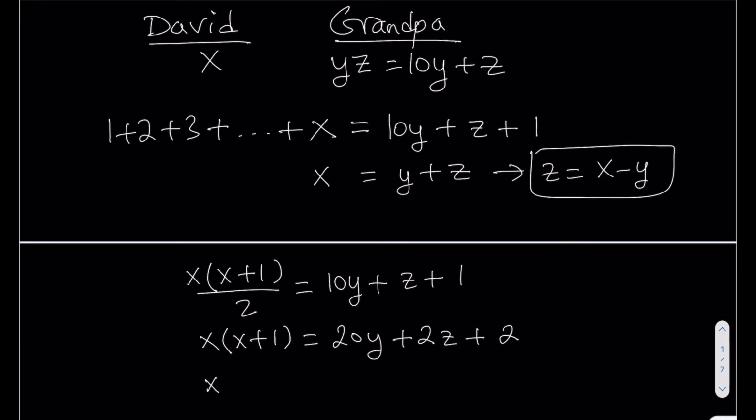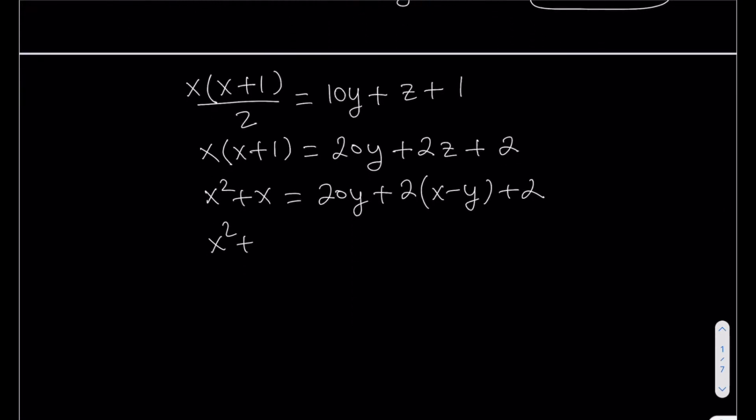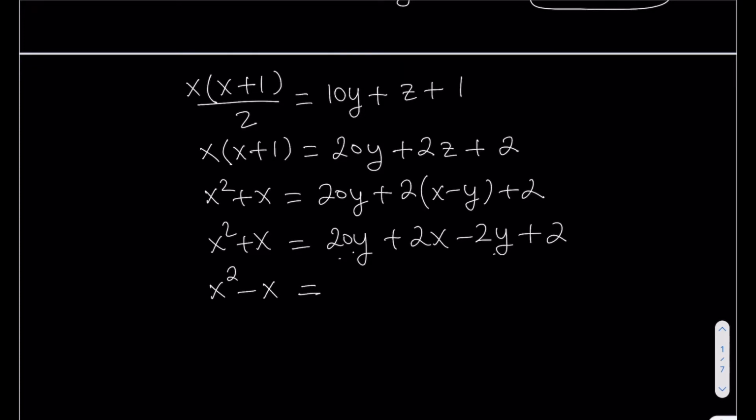That should give me x squared plus x is equal to 20y plus 2 times z, which is 2 times x minus y, plus 2. If we simplify this, we get x squared plus x is equal to 20y plus 2x minus 2y plus 2. Now we're going to put all the x's on the same side. If you subtract 2x, you get x squared minus x. Then if you combine like terms, 20y minus 2y is equal to 18y plus 2.